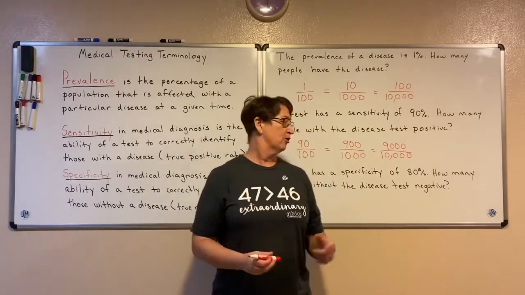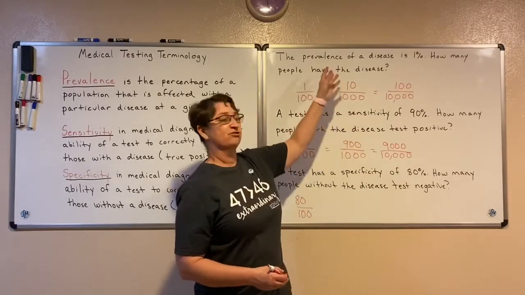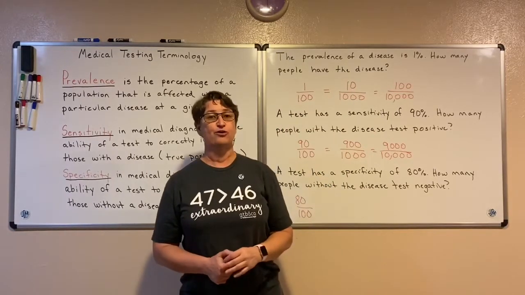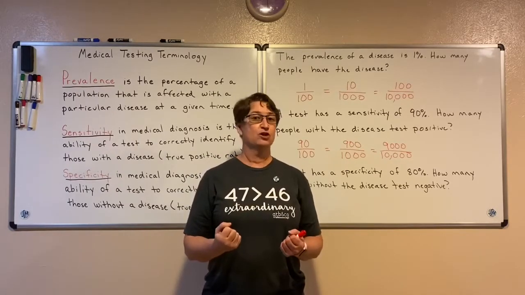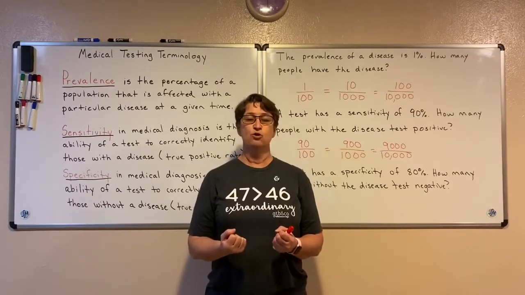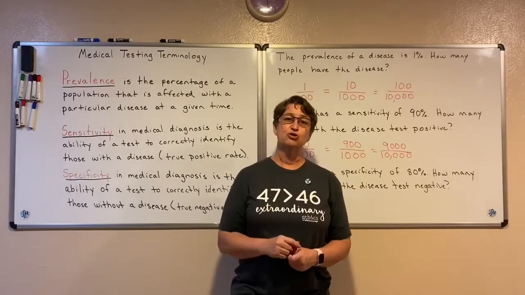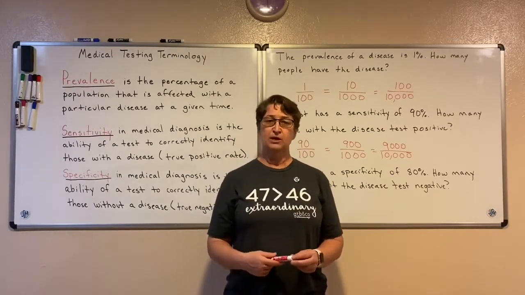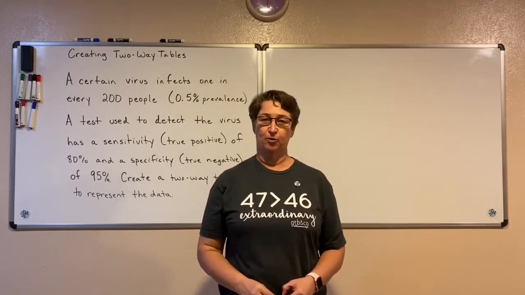So those are our true negative, our true positive, and this is just how often it shows up in our population. Also know that there is a false positive, so I could get a positive even though I don't have the disease, and I could get a negative, a false negative, where I get a negative when really I do have the disease. We're going to use this vocabulary as we build two-way tables and look at Bayes' theorem here in the future. In this video, we're going to create a two-way table.